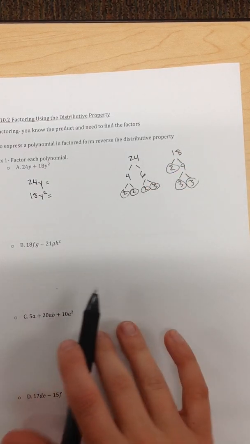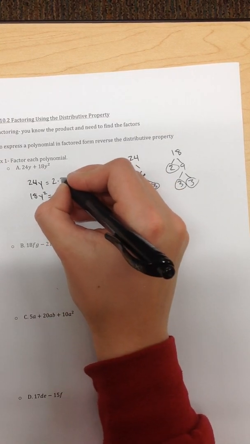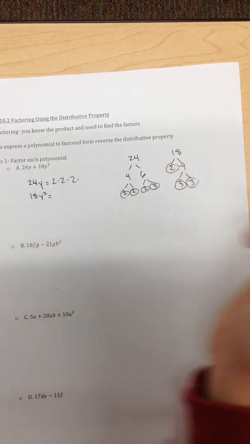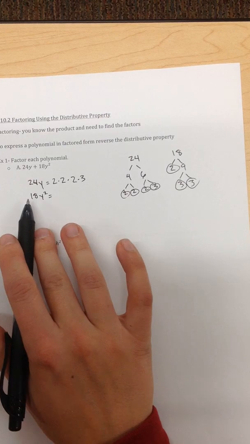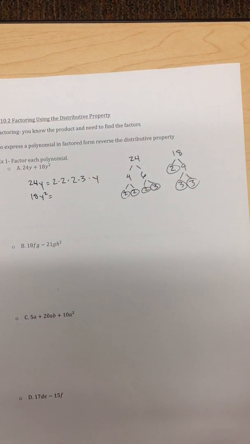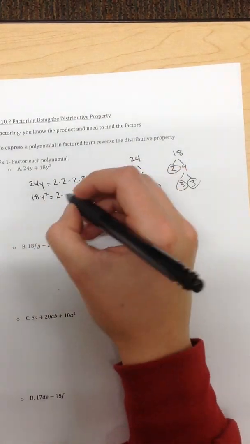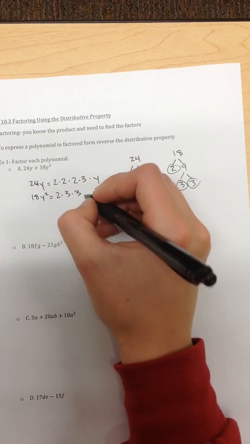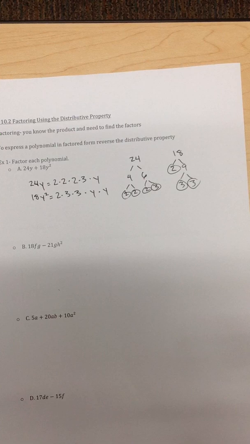Okay, so then we write these in their expanded out form. 24 would be 2 times 2 times 2, there's 3 of them there, and then times 3, and then our y, there's just one of them, so times y. 18, same thing, could go 2 and 3 and 3, and then we've got y squared, so that would be y and y. Okay, so that's what we did in the assignment from the last section.